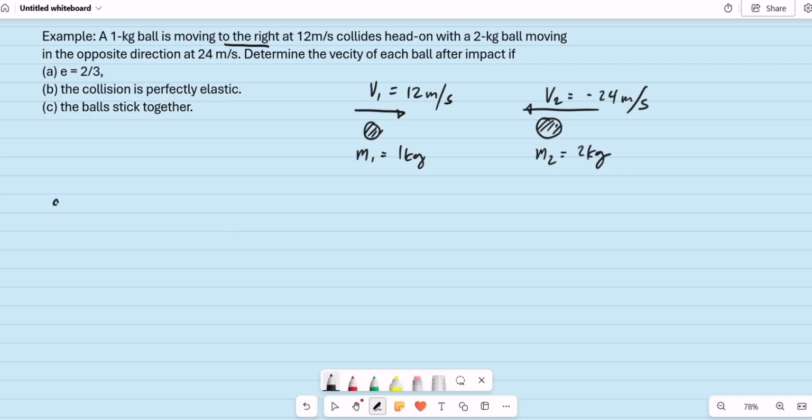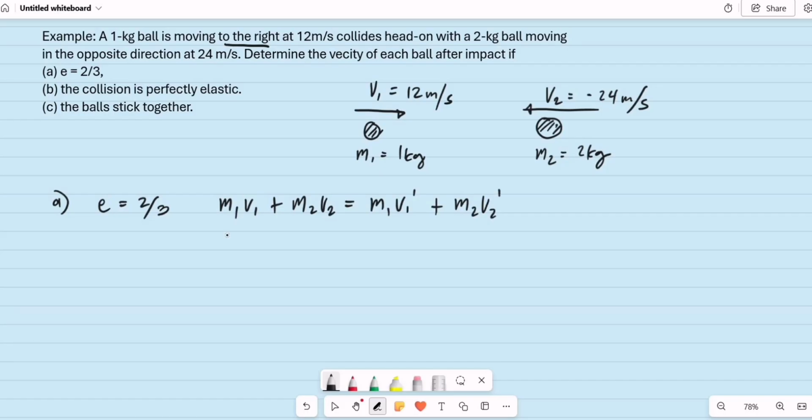So this is for letter A, if the coefficient of restitution is equal to 2/3. This is case number 1. Our key equation will be m1 v1 plus m2 v2, if e is greater than 0, which means they separate after collision, equals m1 v1 prime plus m2 v2 prime.